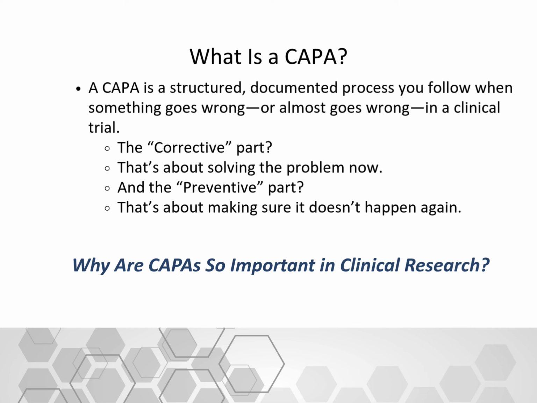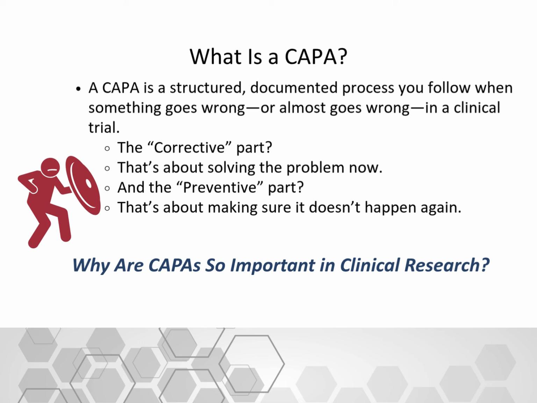Let's say an informed consent form was missing a signature, or a protocol deviation wasn't reported in time, or a data entry error affected your efficacy results. If you just correct the immediate issue, but don't address why it happened, you risk it happening again. And that's exactly what regulators don't want. CAPAs are your defense mechanism. They show that you take quality seriously, that you're not just reacting, but proactively improving your processes.